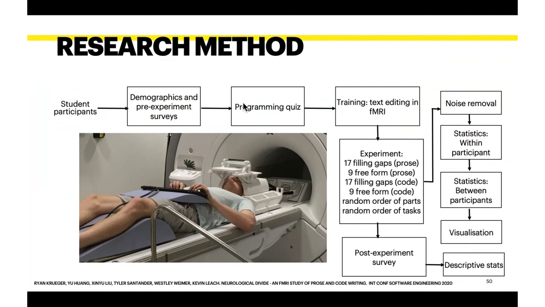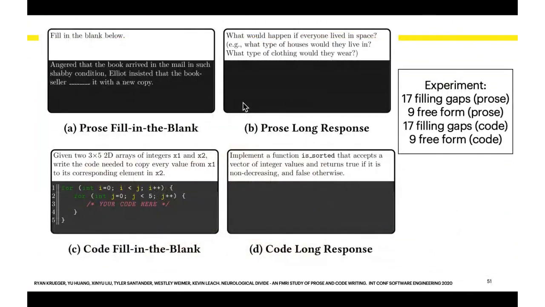So this is a very brief show on the tasks. So remember, we had prose versus code. So prose are the two images in the upper part of the slide. Code are the two images in the lower part of the slide. On the left, we have fill in the blank, which is essentially a sentence with omitted word, or source code with omitted fragment. On the right, we see a long response kind of task, which is a typical essay, small essay assignment in case of prose, and a simple programming assignment in case of the source code.